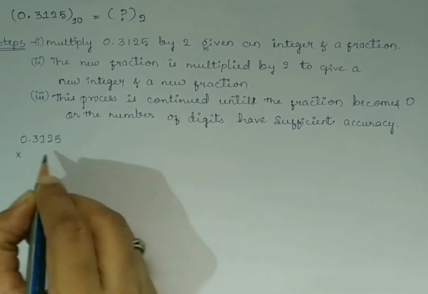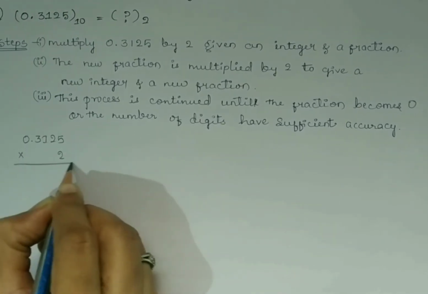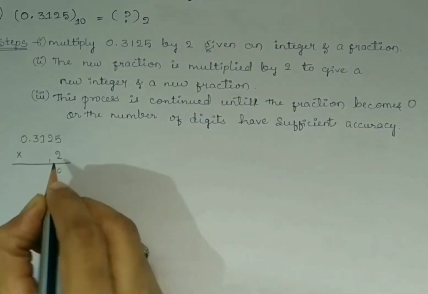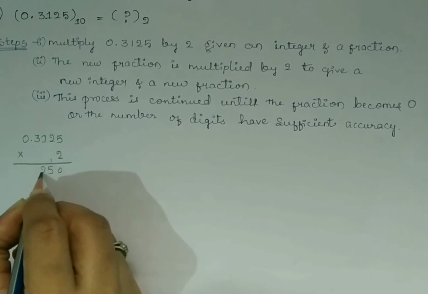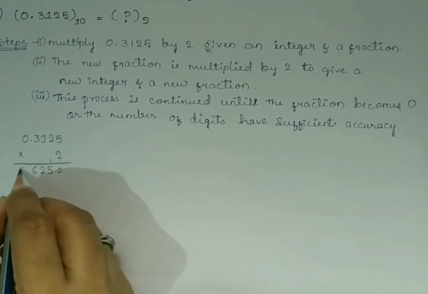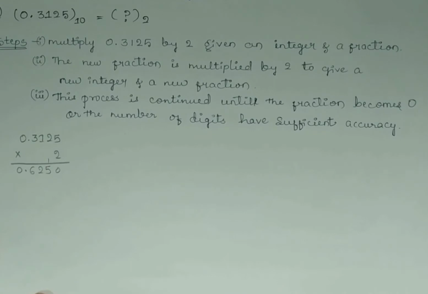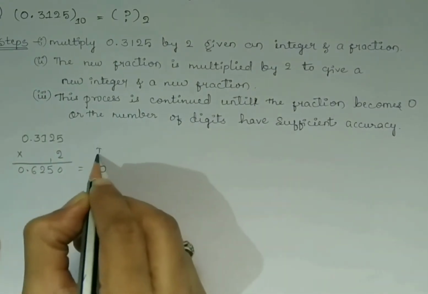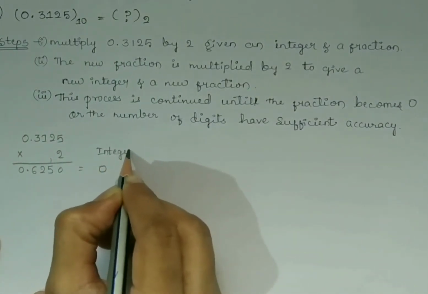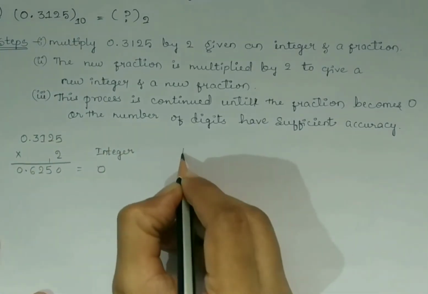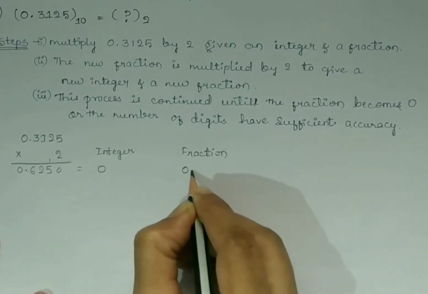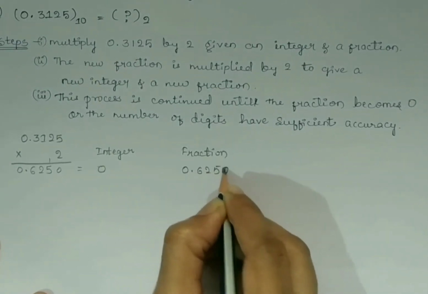0.3125, multiply this number by 2. So what will you get? 2 5s are 10, 2 2s are 4 plus 1 is 5, 2 1s are 2, 2 3s are 6, 2 0s are 0, and 0.625. So here you got integer 0. Here I will write the integer, and here I will write the new fraction value. The fraction value is 0.6250.